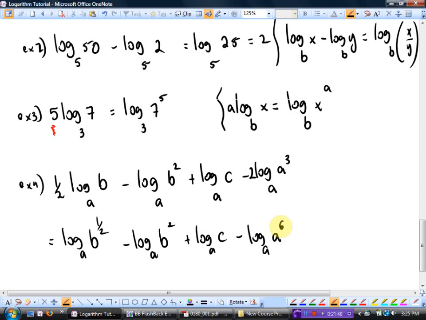Now, the rule of thumb I gave my kids was once you got rid of the coefficients, multiplying inside the log is the same as doing what outside the log? Adding. And dividing inside the log is the same as what outside the log? Subtracting. So here's what I just tell the kids. If it's positive, put it on top. If it's negative, put it on the bottom. In other words, really quickly now, I would say, okay, I know it's log base a.